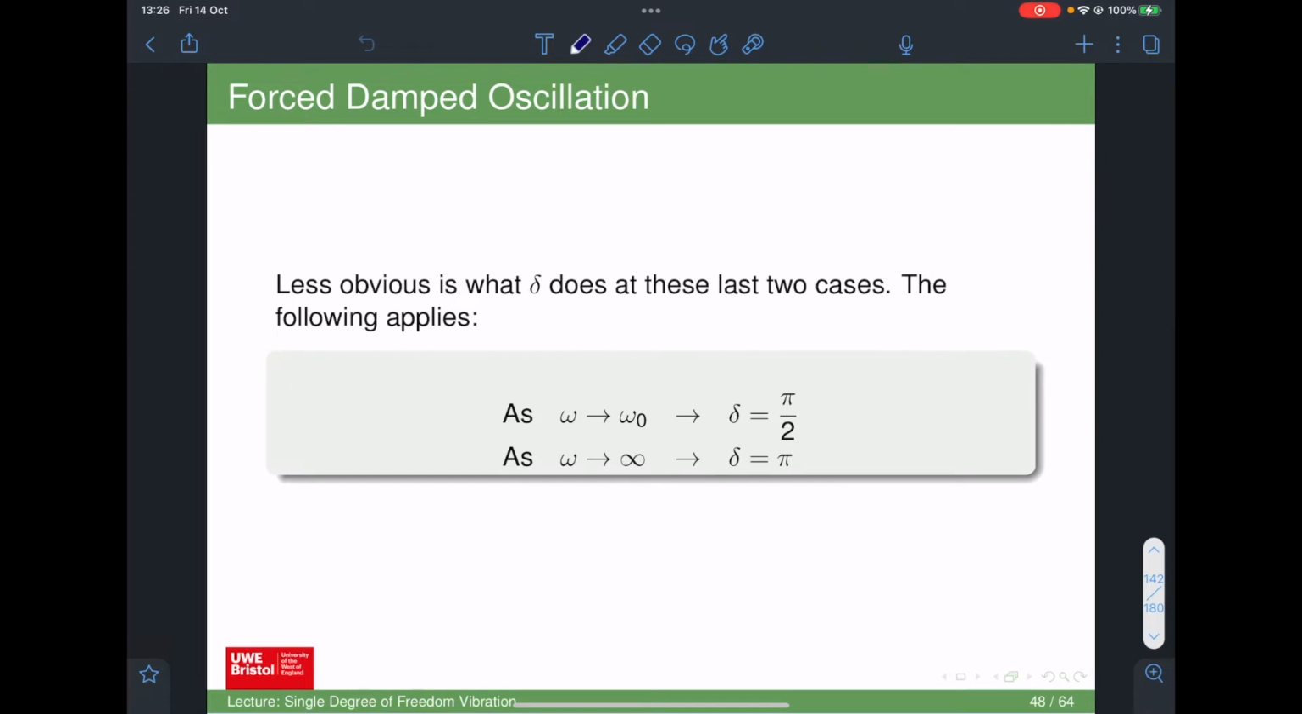In those last two cases, it's less obvious what delta does, but basically, as you approach resonance, delta is pi by 2, so it's 90 degrees out of phase. The force will be applying, and the system will take a little bit of time to respond. When omega approaches infinity, it's 180 degrees out of phase. So when the force is going this way, the thing is actually moving this way, so you end up with a situation like this. That's basically how they respond.